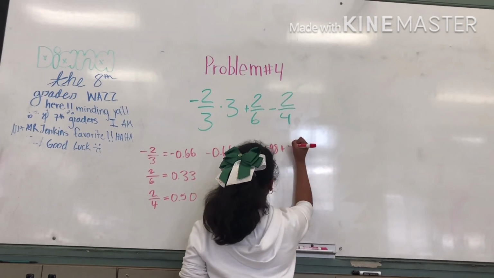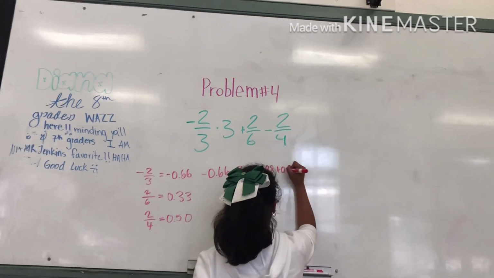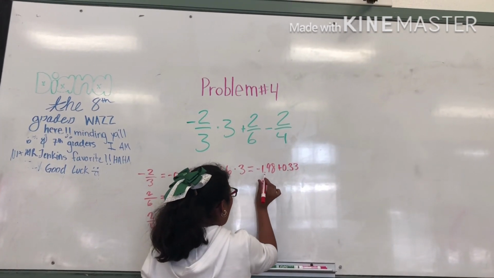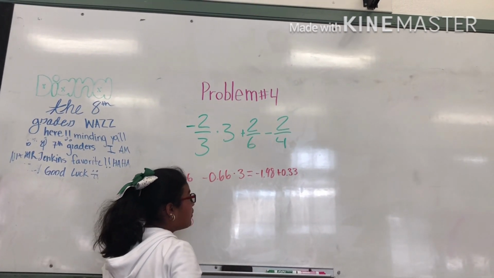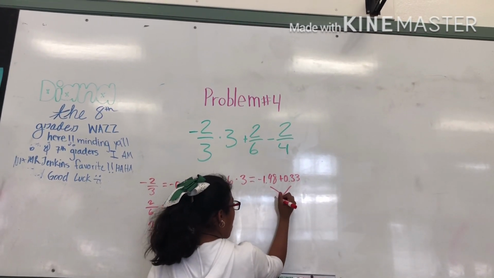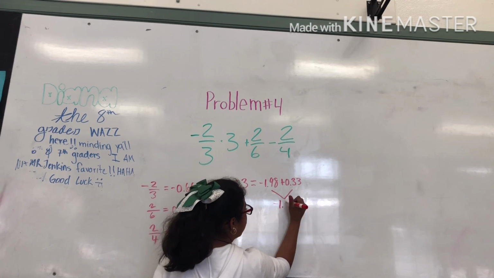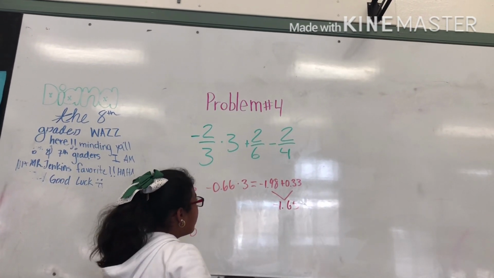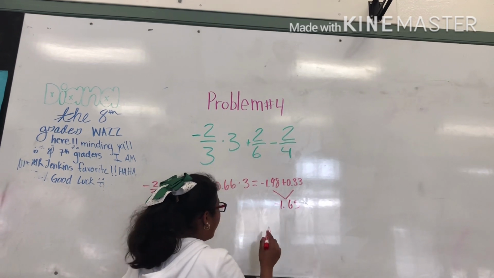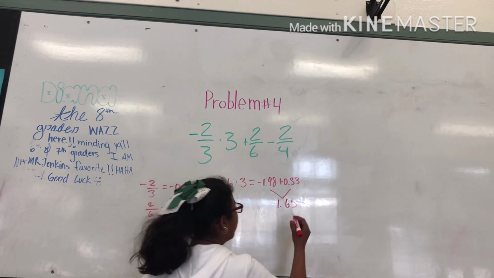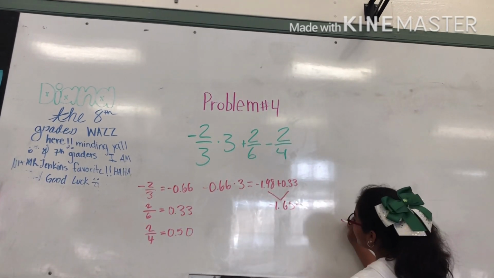Now we are going to add positive 0 and 33 hundredths. Negative 1 and 98 hundredths plus 0 and 33 hundredths would give you negative 1 and 65 hundredths, minus 0 and 5 tenths would equal negative 2 and 15 hundredths.